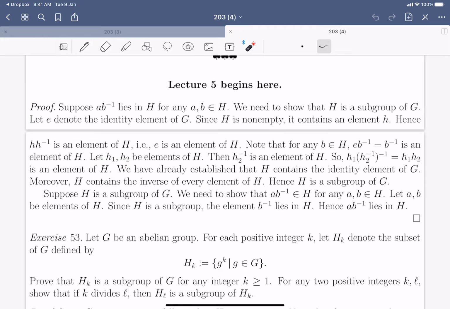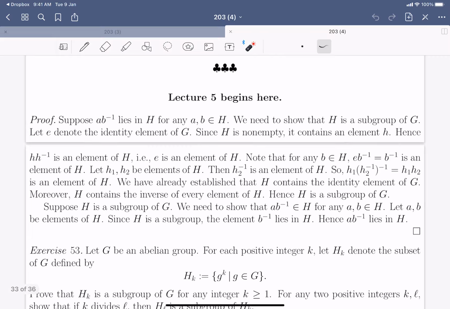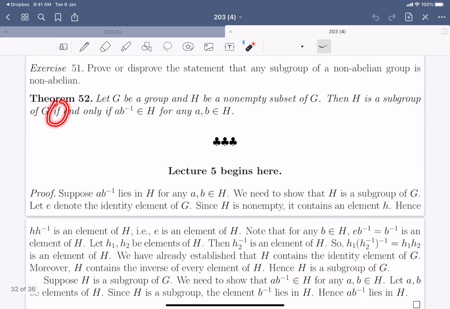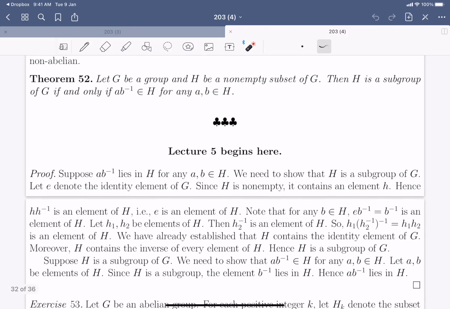And then the second condition for a subset to be a subgroup is that it has to contain the identity element. That is something that we have already established. And the third condition is that it has to contain the inverse of every element of H. That is again something that we have established. So we have established that H is a subgroup of G. This completes the proof of the if part, and to prove the only if part, we need to assume that H is a subgroup of G, and we need to conclude this. This is straightforward. This follows from the defining properties of a subgroup of a group.